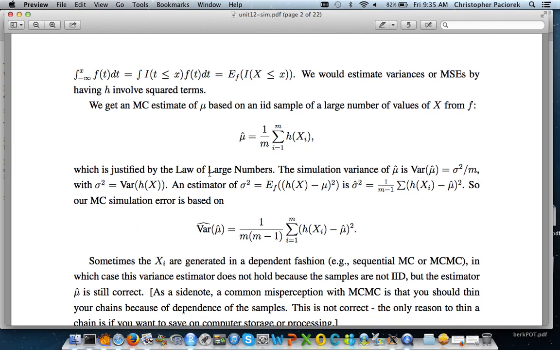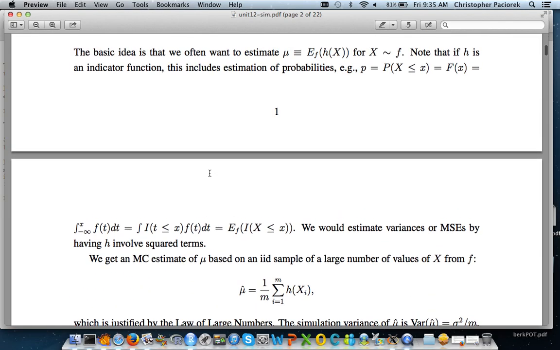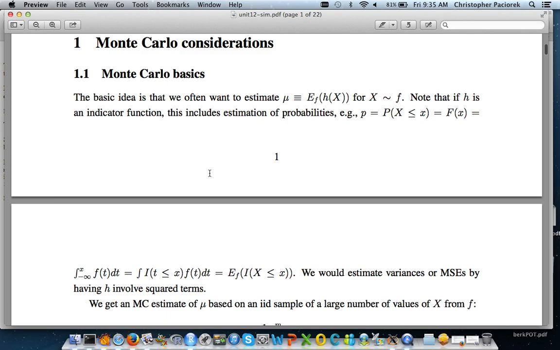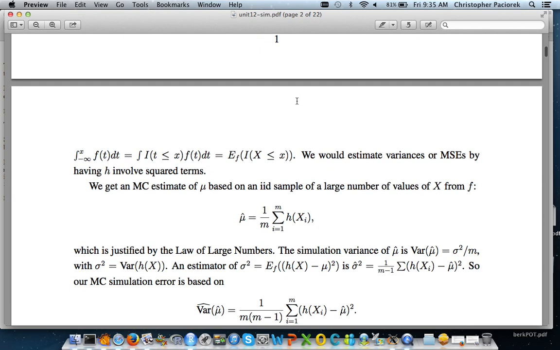So what is the idea of doing a Monte Carlo estimate? I want to compute mu, but I can't do that in closed form. So instead of actually calculating mu, which was that integral on the previous slide that I can't do in closed form, the idea is I'm going to take mu hat to be this average.